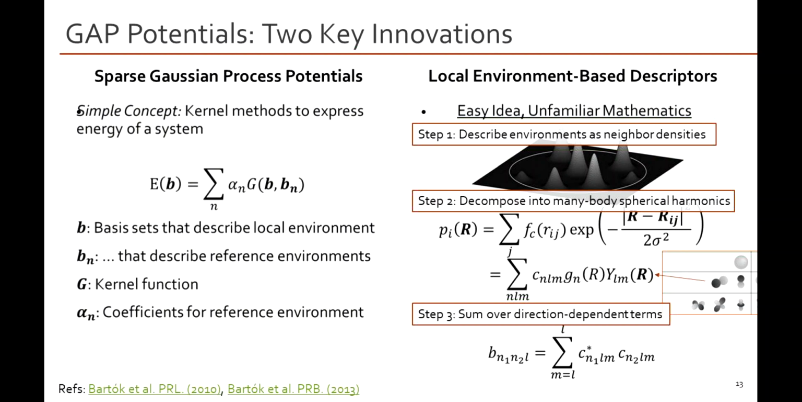The other innovation that makes GAP possible is the notion of local environment-based descriptors. So here, it's a simple idea conceptually, but as you'll note, the mathematics are unfamiliar depending on how much computational geometry or even how much quantum mechanics you've done. The idea is I take each atomic environment and describe it as a local cloud of nearest neighbor densities, as shown by this cartoon here.